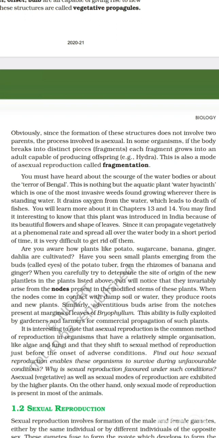In some organisms, if the body breaks into distinct pieces or fragments, each fragment grows into an adult capable of producing offspring, as seen for example in Hydra. This is also a method of asexual reproduction known as fragmentation, where the body of the organism fragments into many pieces, and each of these pieces is capable of growing and forming a new organism.